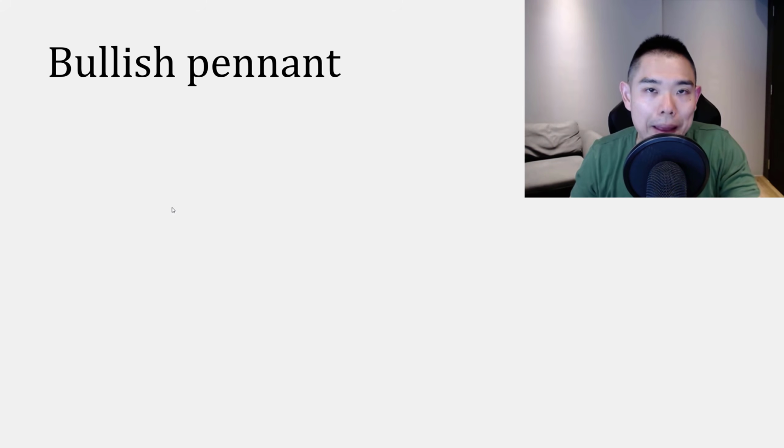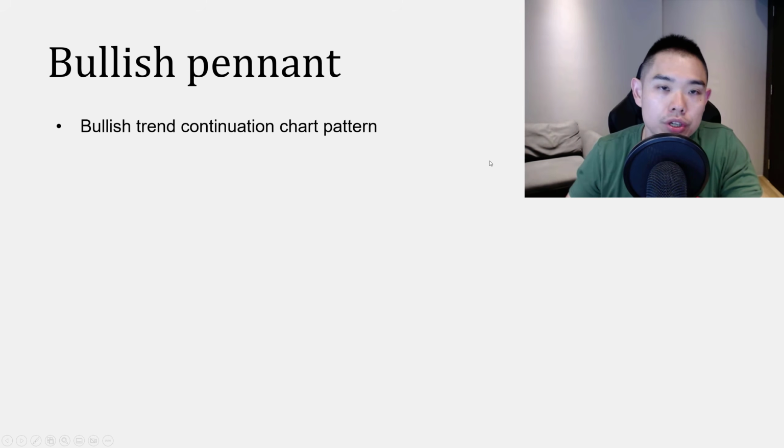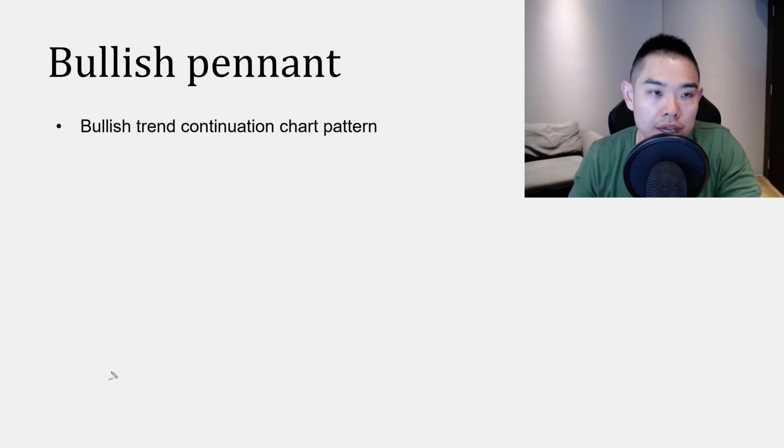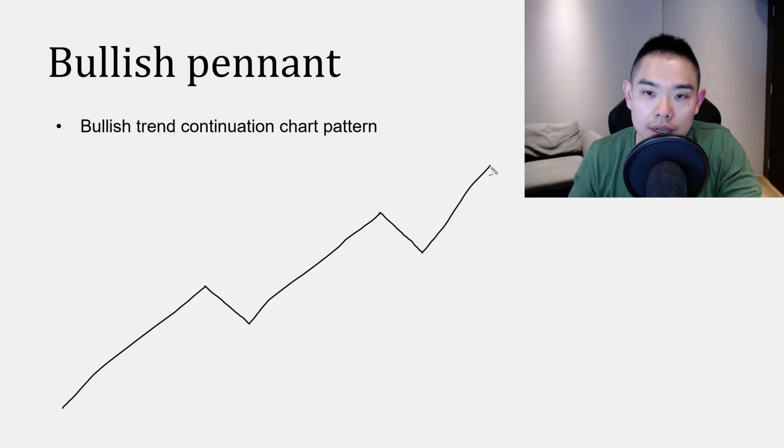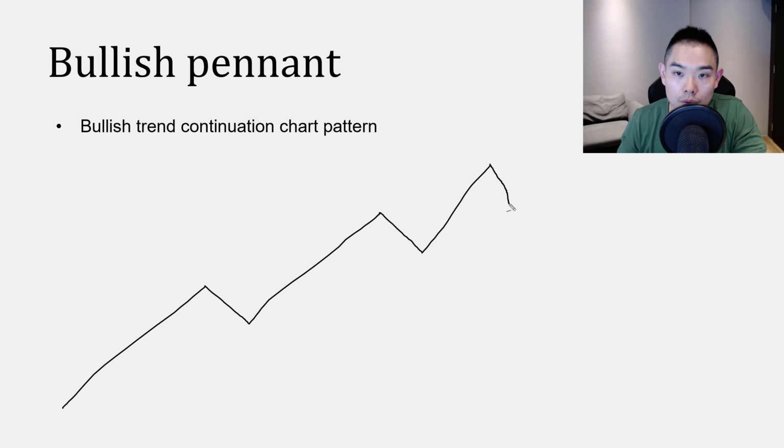Okay, the bullish pennant. This is a bullish trend continuation chart pattern, and here's how it looks. So the market is in an uptrend, goes up, makes a pullback, goes up, makes a pullback, goes up, makes a pullback, goes up but couldn't break out of the highs, makes a pullback, goes up, couldn't even break above this high, then makes a pullback, goes up.